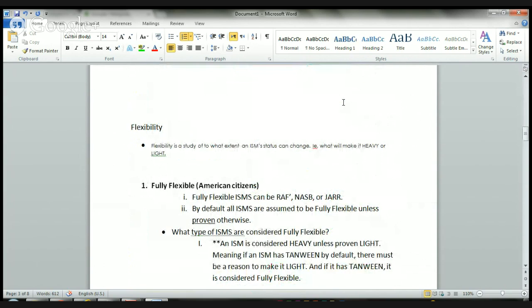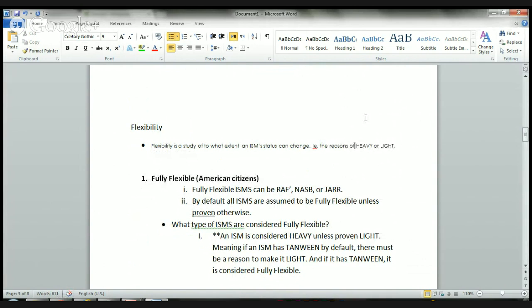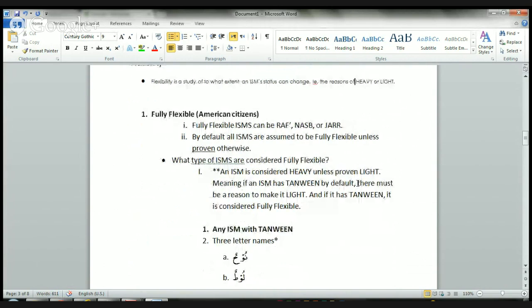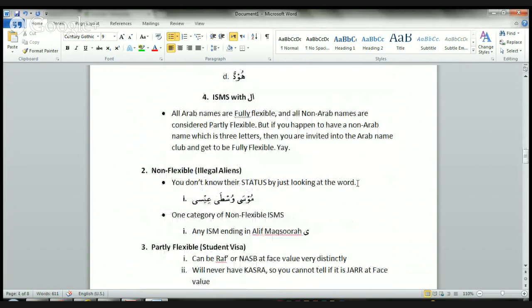Now, flexibility, which is a study of to what extent an ism's status can change, i.e., what will make it heavy or light? The reasons of heavy or light. The first category we mentioned were fully flexible isms, American citizens, and by default we said what? They can be raf'a, nasab, or jar. Now I'm going to go down. Non-flexible isms. By default, you don't know their status by just looking at it. There are other ways to figure out the status, but we don't know.